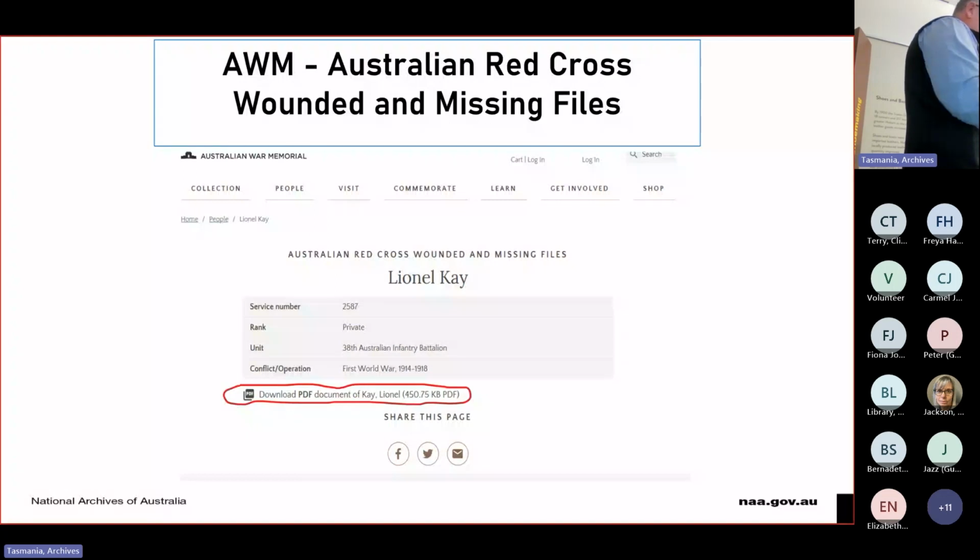So yes, they do go into quite a few different accounts from different people. It does give you a bit of a picture.